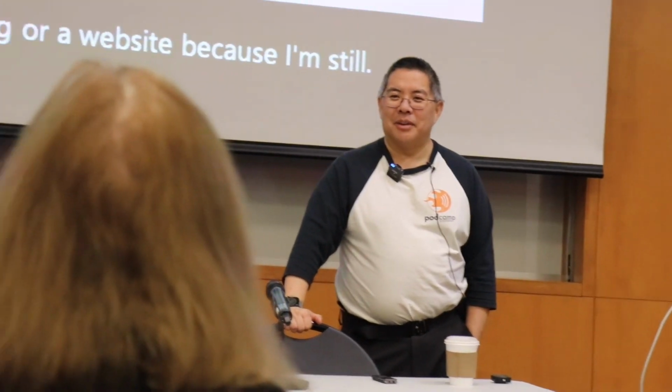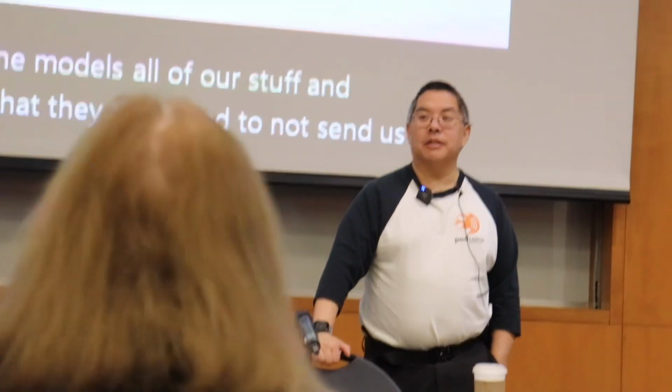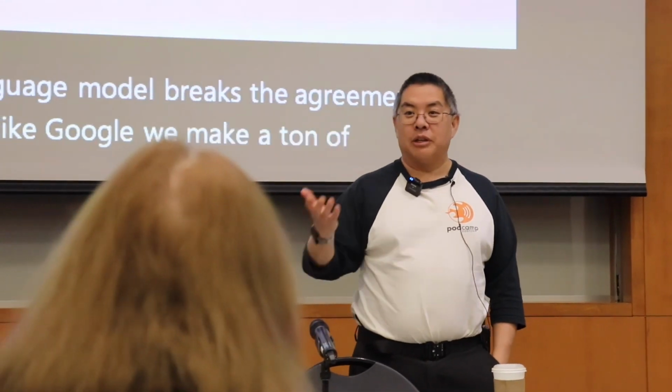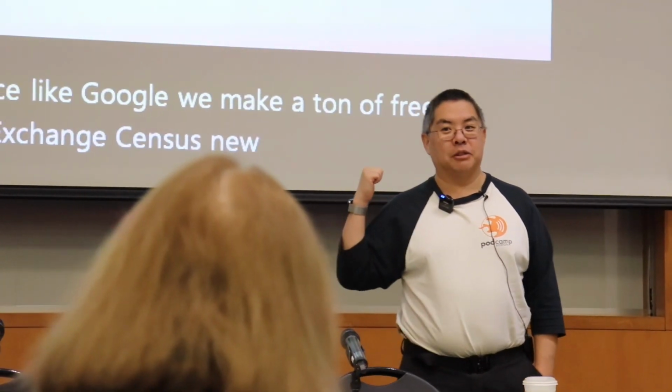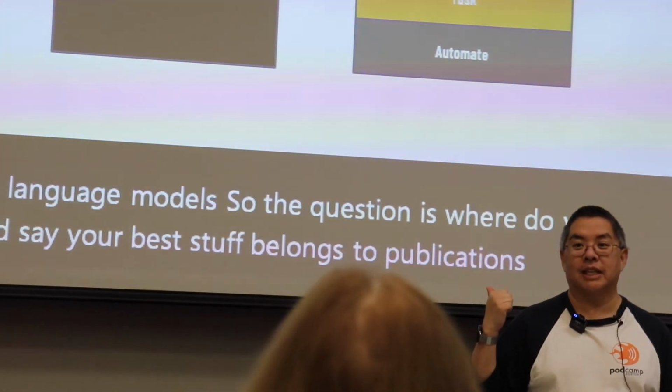My question was kind of covered. I noticed when you talked about having your own properties and mentioning emails, you didn't mention a blog or a website. I didn't, because I'm still figuring out how we can avoid feeding the models all of our stuff and giving all of our content away for free, that they then use to not send us any traffic. A large language model breaks the agreement we have implicitly with a service like Google. We make a ton of free content for Google, and Google in exchange sends us new customers. That's no longer true with these language models. So the question is, where do you put your best stuff? I would say your best stuff belongs in publications that directly benefit people who've agreed to sign up to hear from you. And then your less good stuff maybe goes on a blog or something like that.